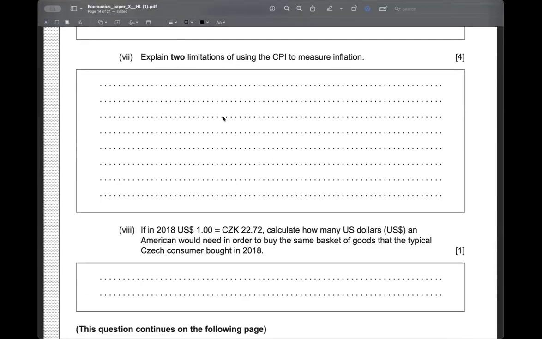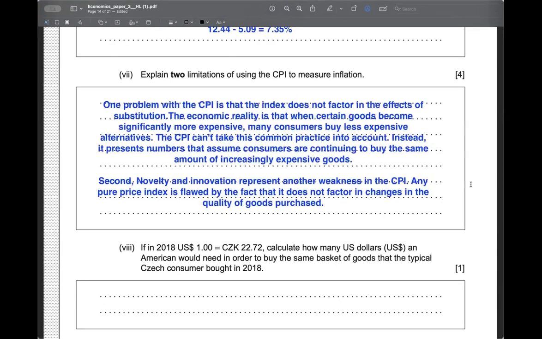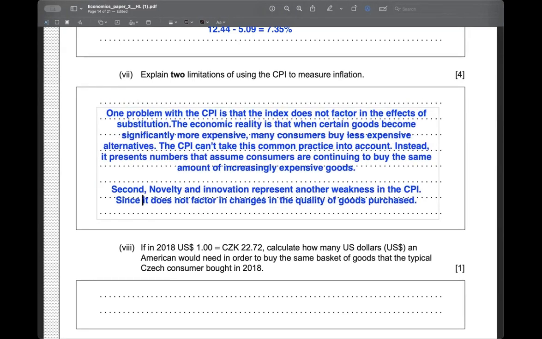Question 7. Explain 2 limitations of using the CPI to measure inflation. One problem with the CPI is that the index does not factor in the effect of substitution. Second, novelty and innovation represent another weakness in the CPI, since it does not factor in changes in the quality of goods purchased.